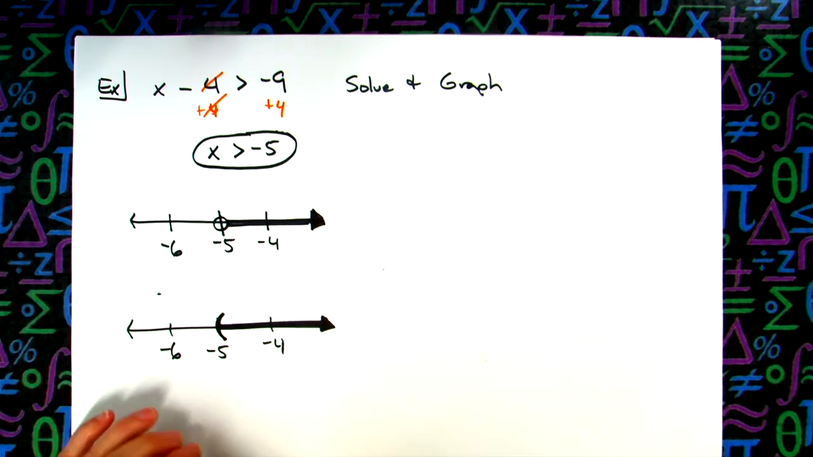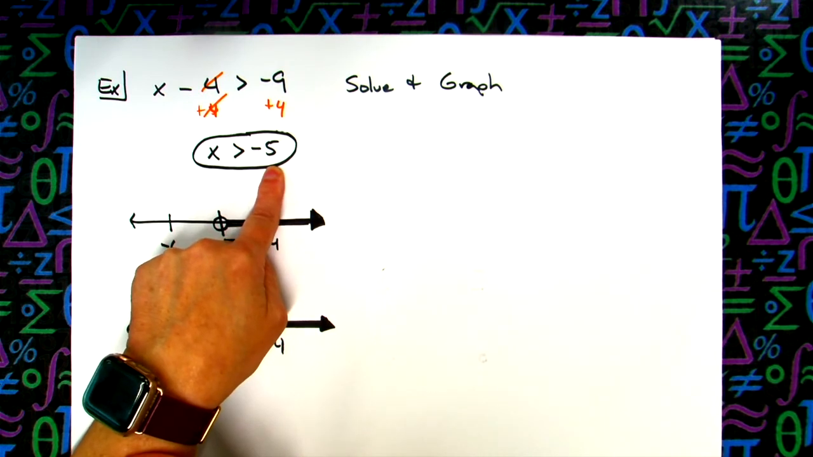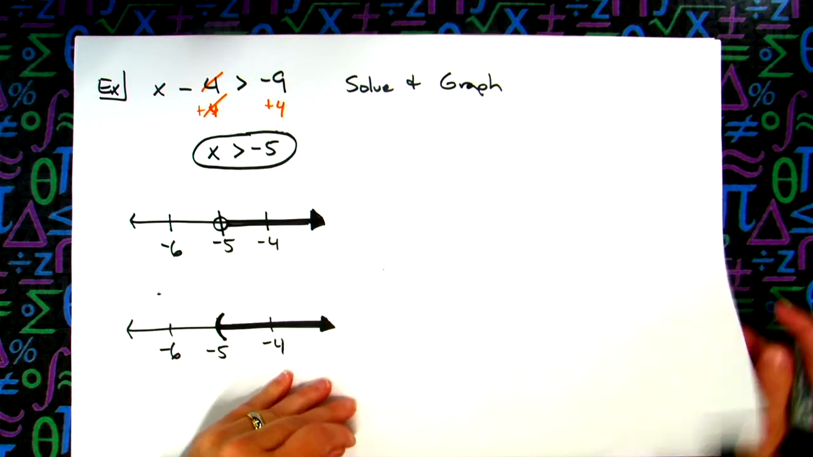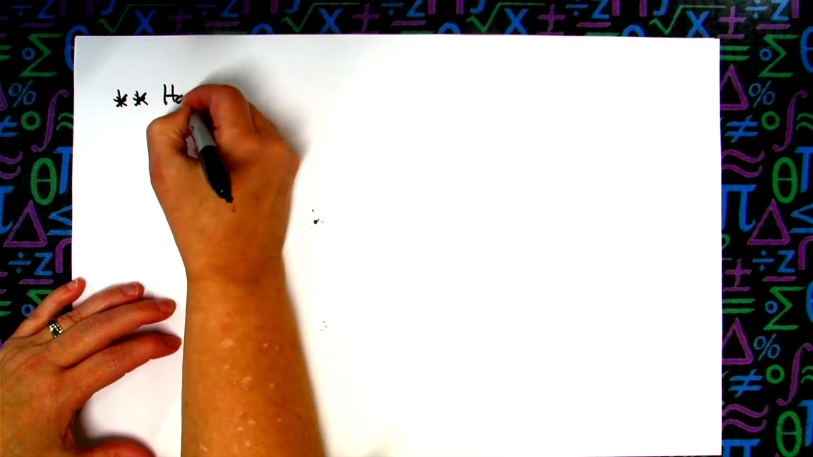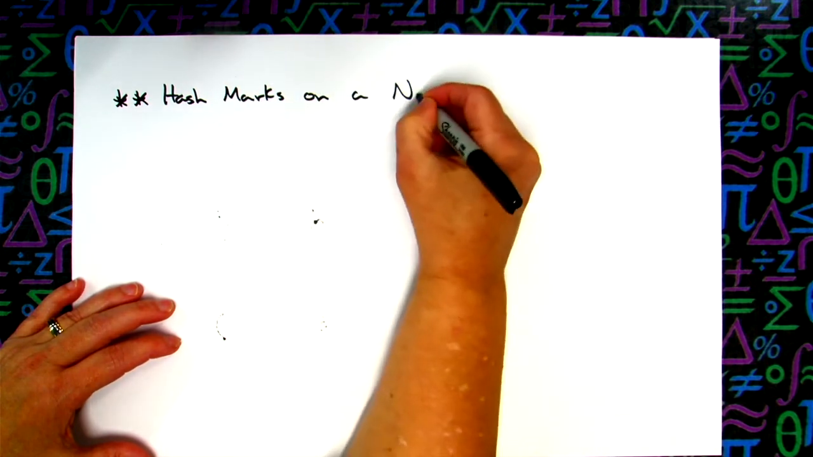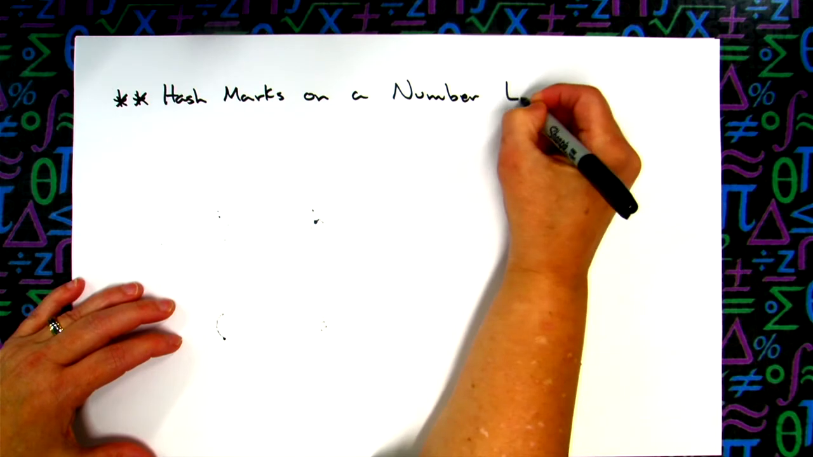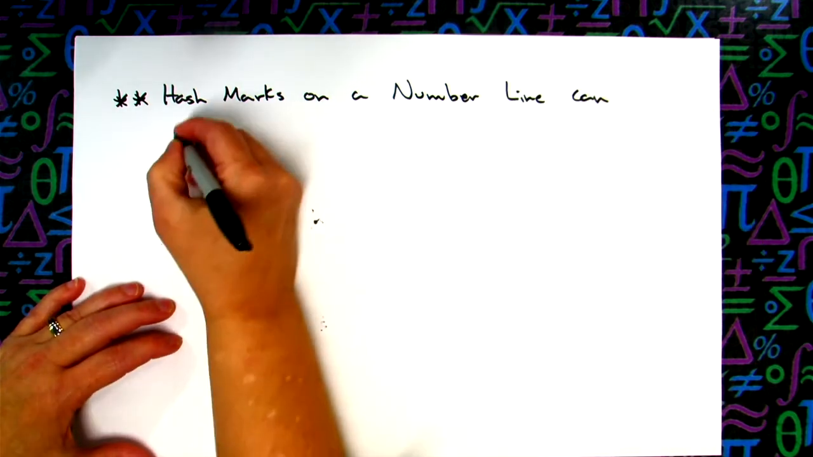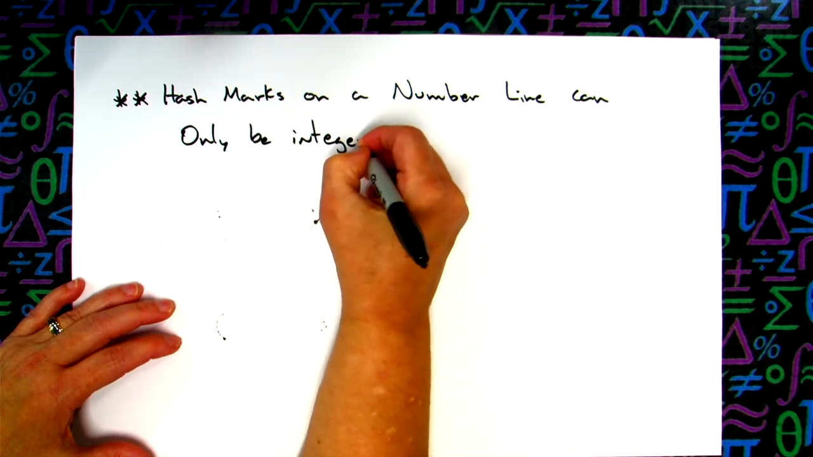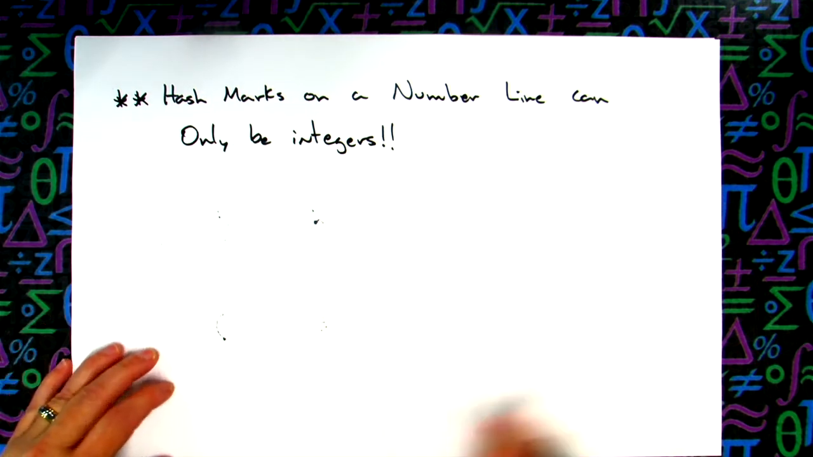Now, I do want to address, everything so far has been integers. Every answer, every example has been an integer. When you do this by hand, I want you to know what to do when it is a rational number. So let's put a little double star because this is important. Hash marks on a number line can only be integers.